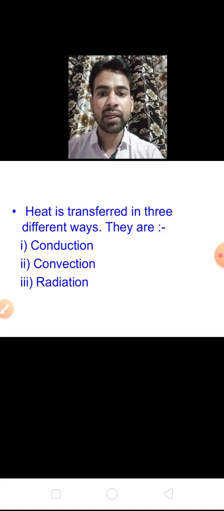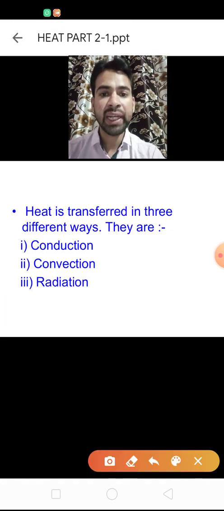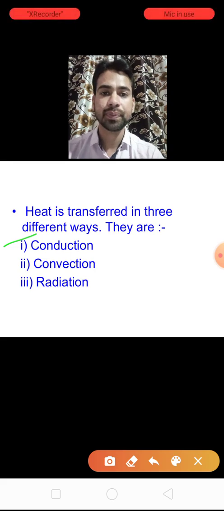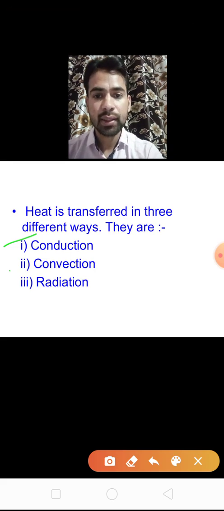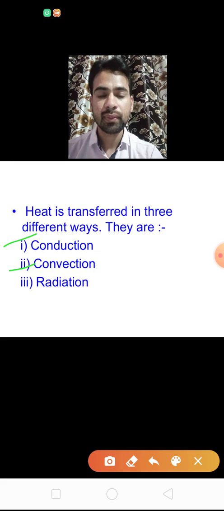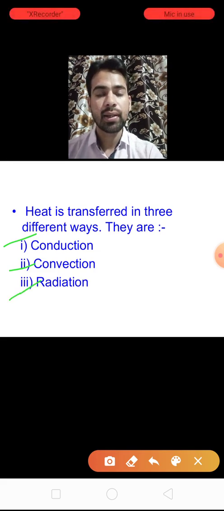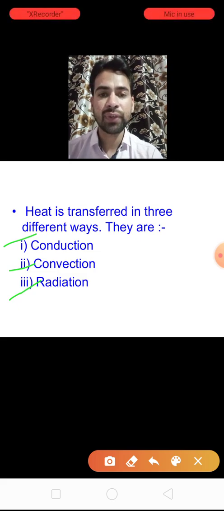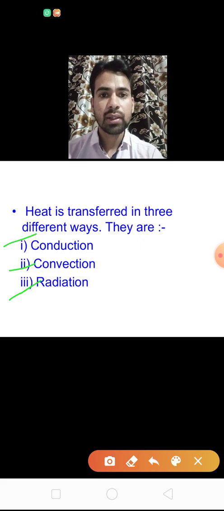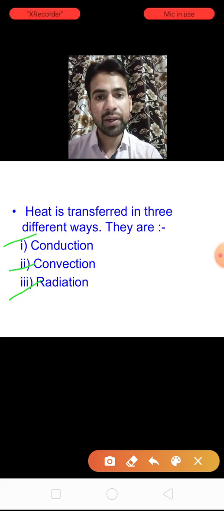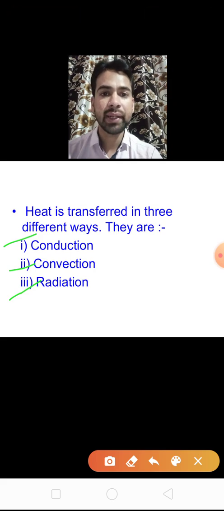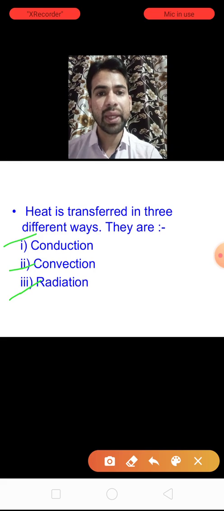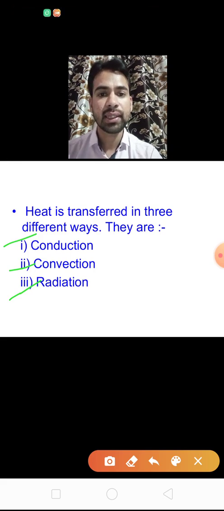The first method of transfer of heat is conduction. Second, convection. Third, radiation. These three methods of heat transfer, in solids, liquids, or without any medium, we will discuss in detail. So let's start from the first, that is conduction.